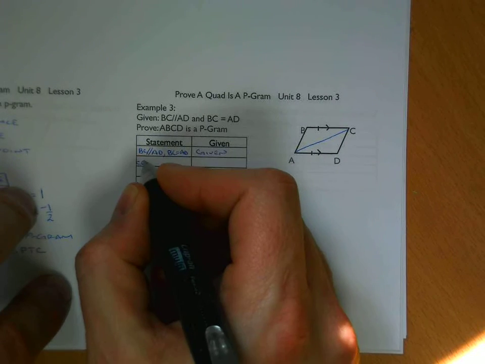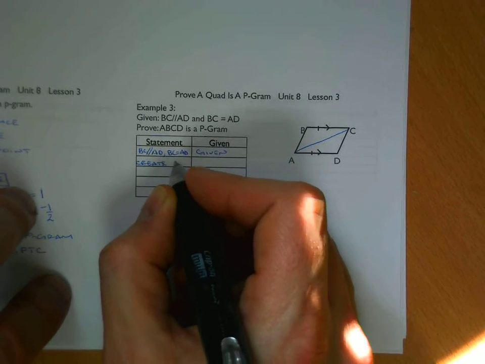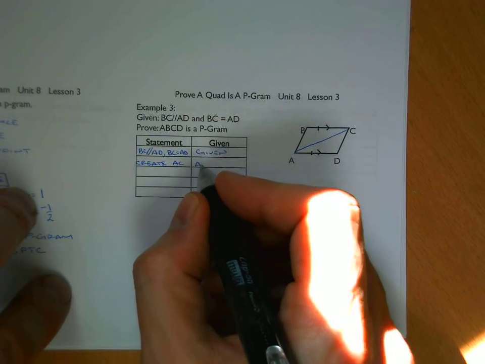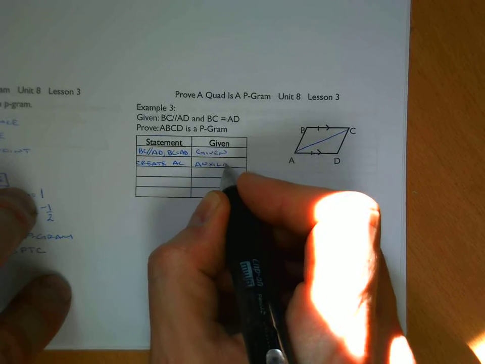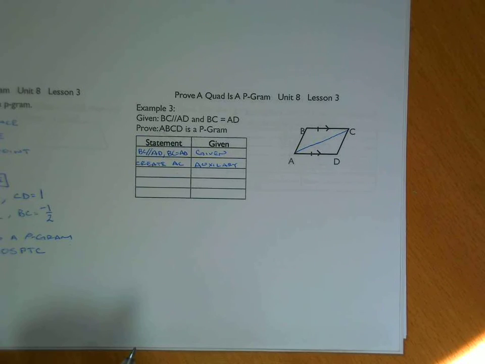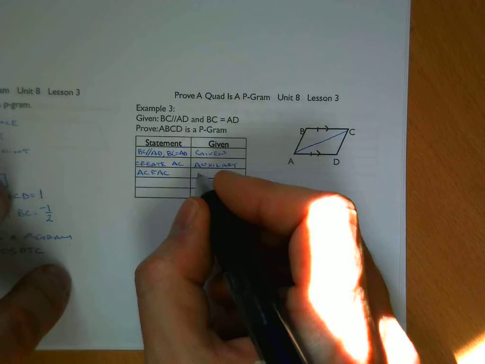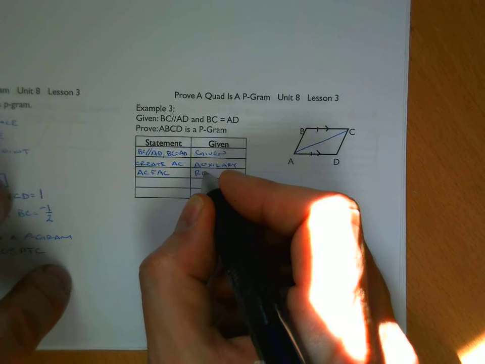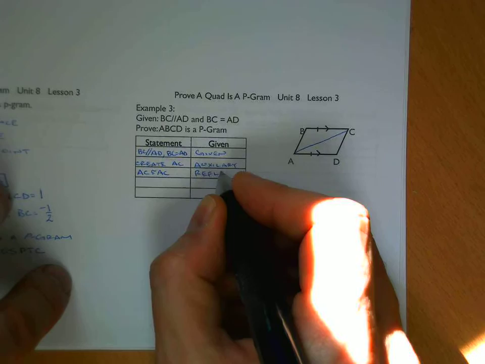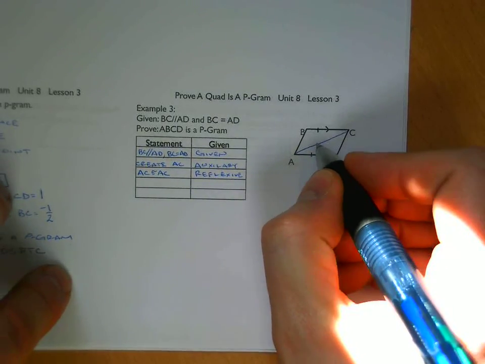So we're going to create AC, and that's just an auxiliary line. And, well, now that we've got that, what can we say? I'm pretty sure that we could just say that AC is congruent to AC. That would be by the reflexive property.